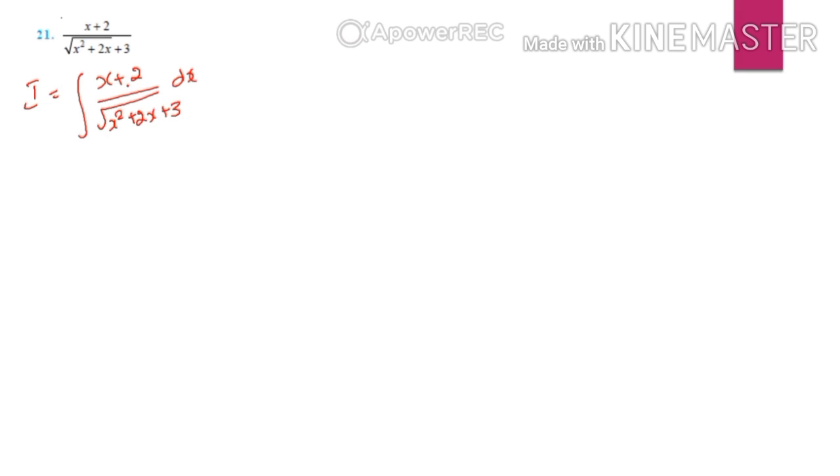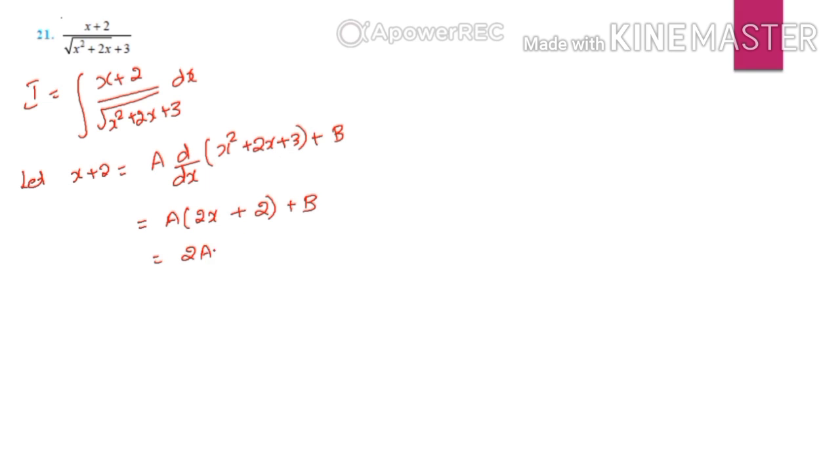As we know, if the integral is of the form px plus q divided by square root of ax square plus bx plus c, then we can write the numerator as a into d by dx of denominator plus b. So let x plus 2 is equal to a into d by dx of x square plus 2x plus 3, plus b. On differentiating we get a into 2x plus 2 plus b, which is equal to 2ax plus 2a plus b, and we are equating it to x plus 2.